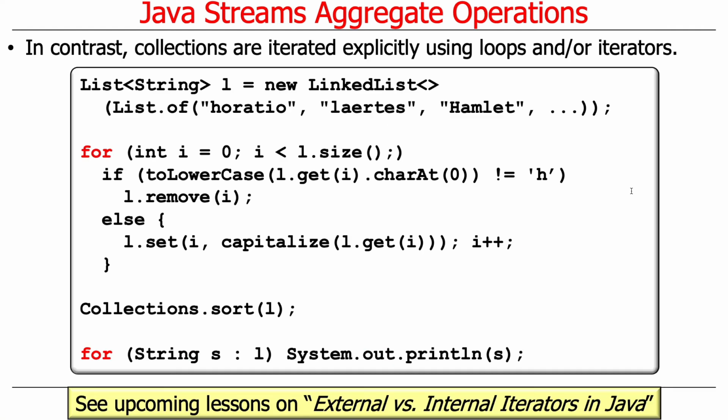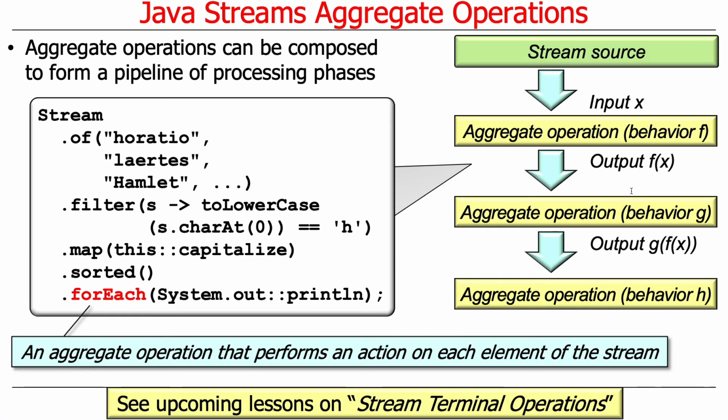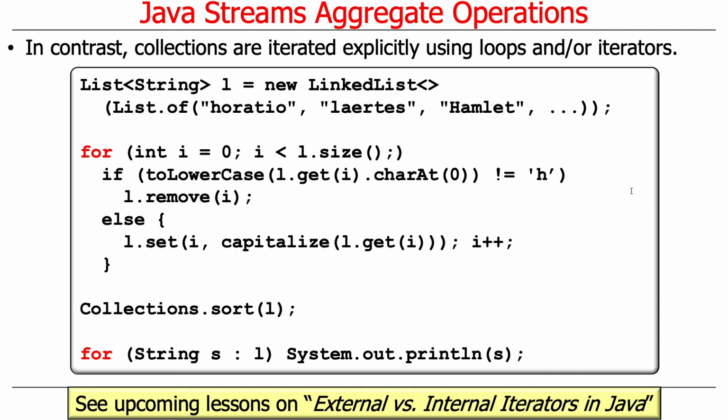Here's how we could have written this code the old school way. So this is the way we do it with Java streams. This is the way we do it with the old school loops and if statements and control flow constructs and so on. So you can see here we would say, I want to make a new linked list of Horatio, Laertes, Hamlet, and so on, all the various characters in Hamlet. So now I have a list of strings.